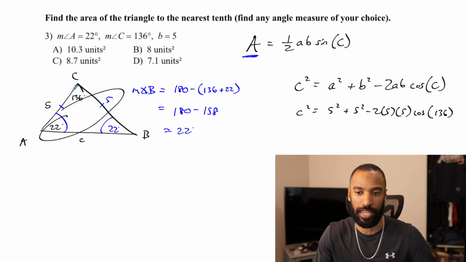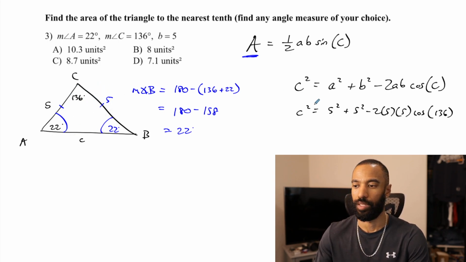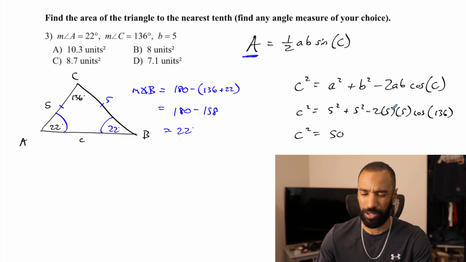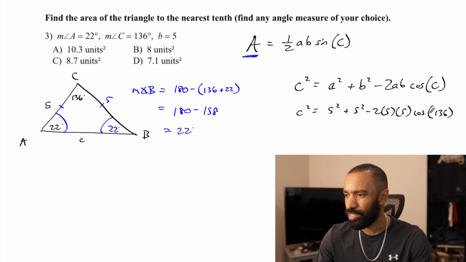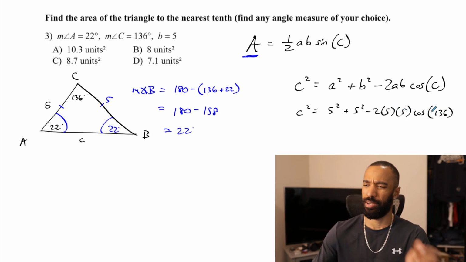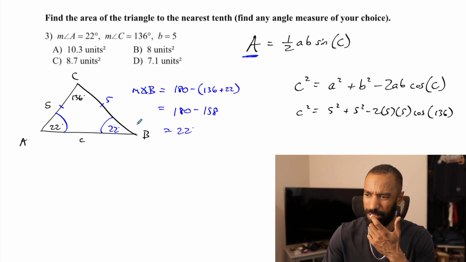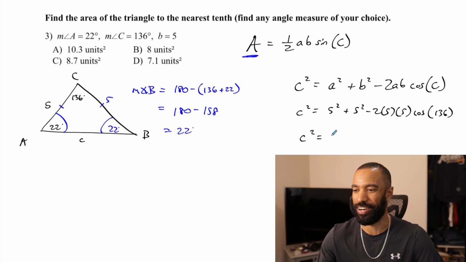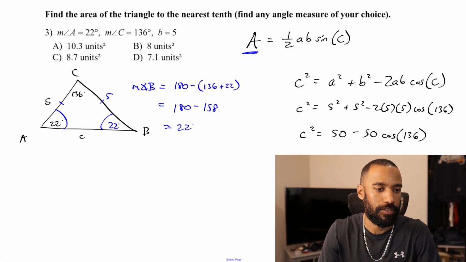I could have done A over sine A equals C over sine C, like that. But just to show you this one, 50 minus 50. C squared is 0? That doesn't make any sense. Oh, no. Yeah, 50 minus 50. That doesn't make sense. Oh, cosine of 136. I'm sorry. I wasn't paying attention. C squared is, sorry about that, 50 minus 50 times cosine of 136. I was like, hold on, something's wrong. All right, 50 minus 50 times cosine of 136.